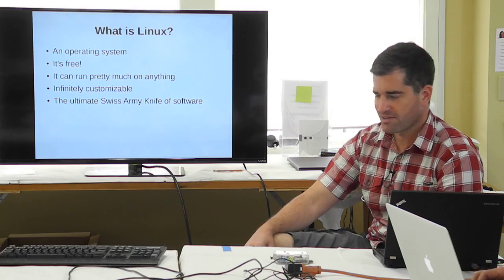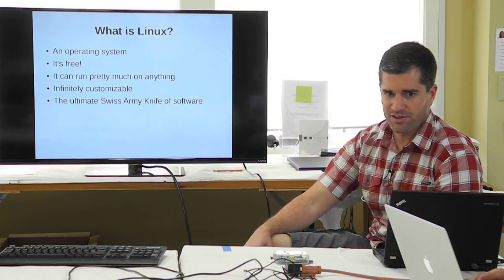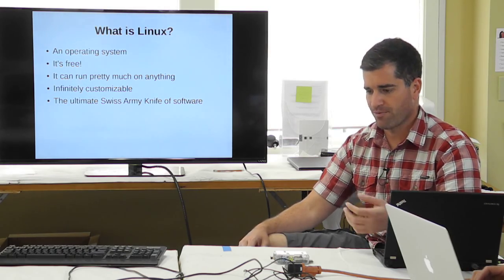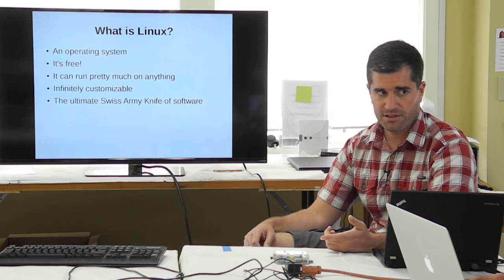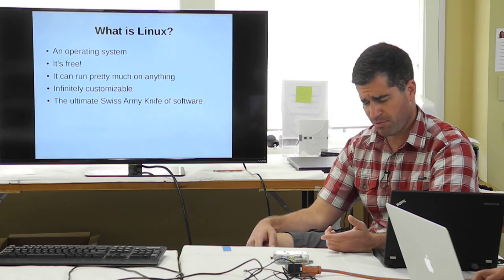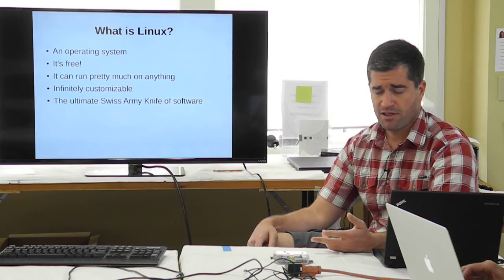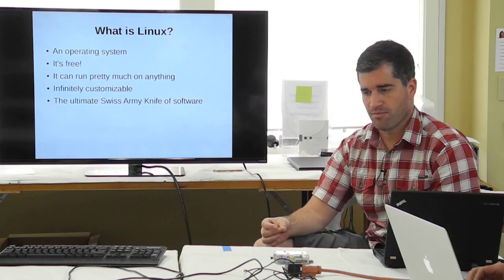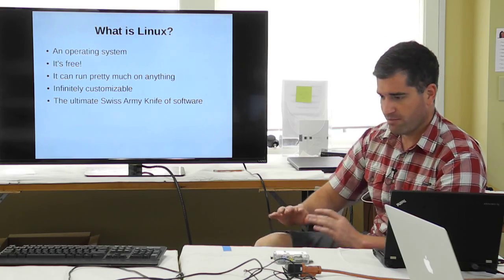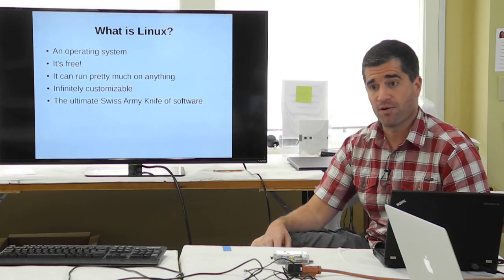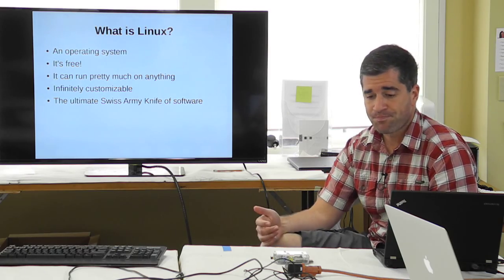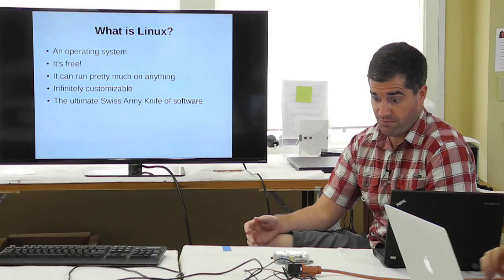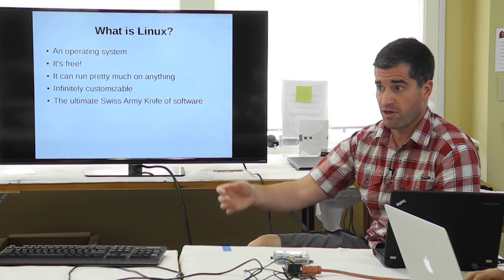So, what is Linux? At the very most basic level, Linux is an operating system. The three major operating systems are, as you're probably aware, Windows, OS X on Apple products, and then Linux. And then there are mobile operating systems too. You've got Android and iOS, which we can talk about later if you'd like. At the most basic level, it's an operating system. It'll make your computer run. It's free. You can download it and install it on whatever you want.